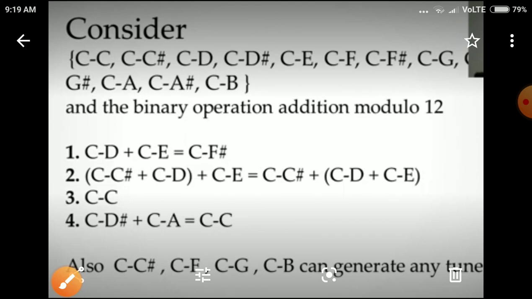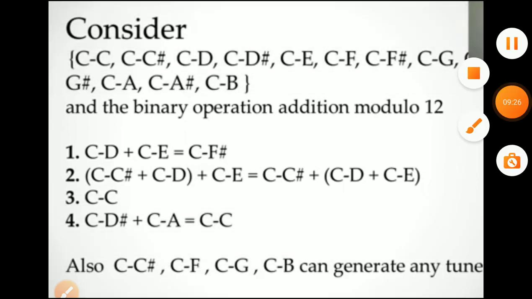So it is a beautiful application: today we learned the significance of group theory, cyclic groups, and music. Thank you very much for watching this video.